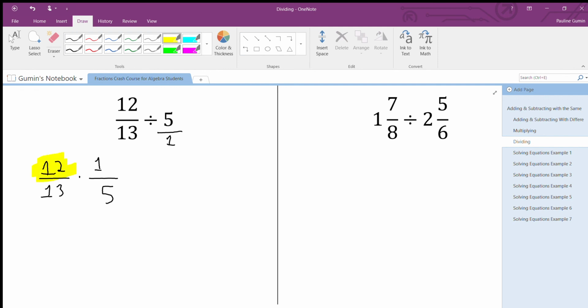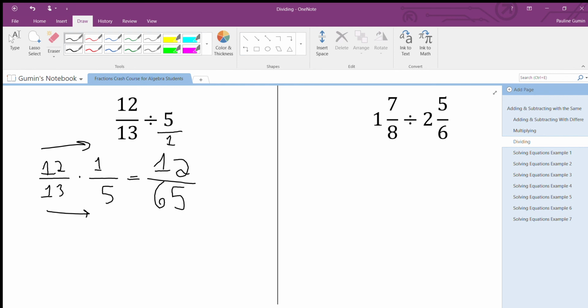Can we reduce 12 with 13 or 5? No, unfortunately not. Can we reduce 1 with 13 or 5? Technically, yes. Will it really do much? No. So let's multiply straight across. And we get 12 over 65. I know I can't reduce it because I didn't reduce anything in the problem, but I look at it, think about it a little bit, and I'm positive I cannot reduce it.